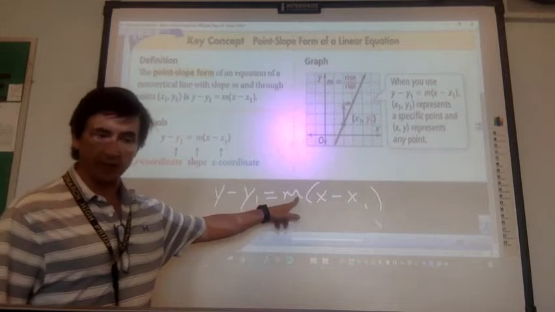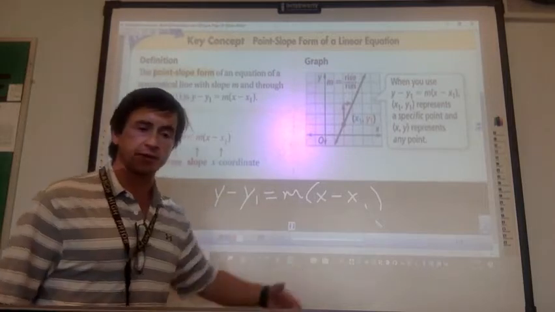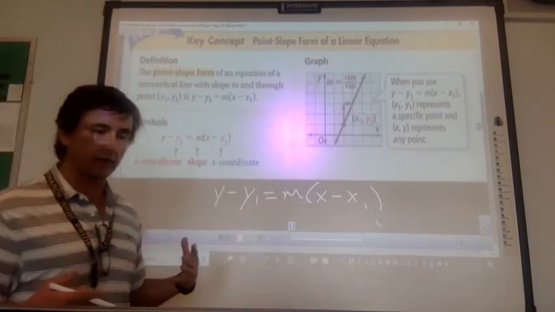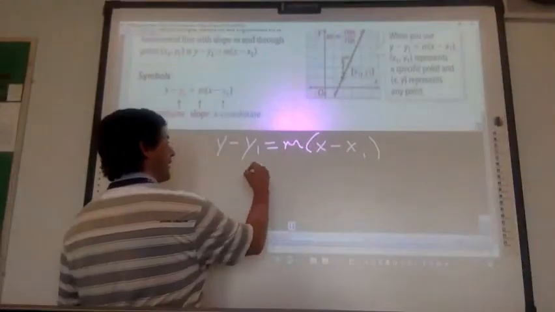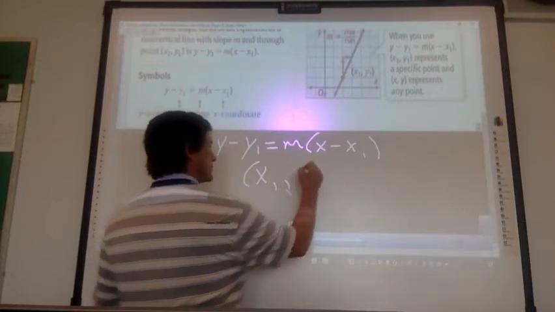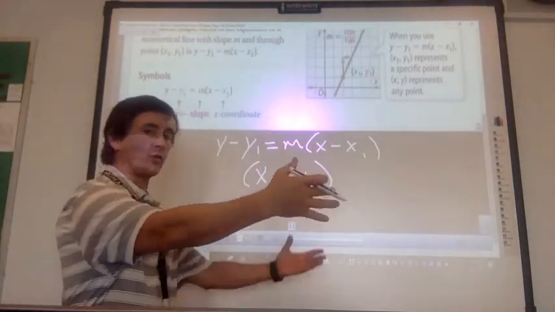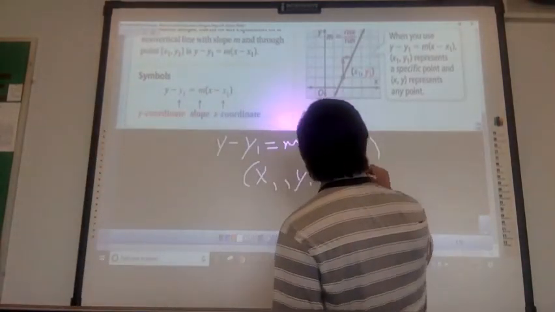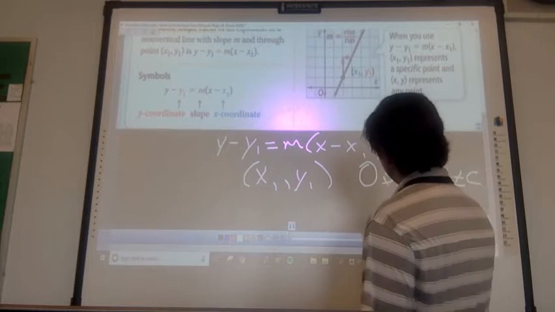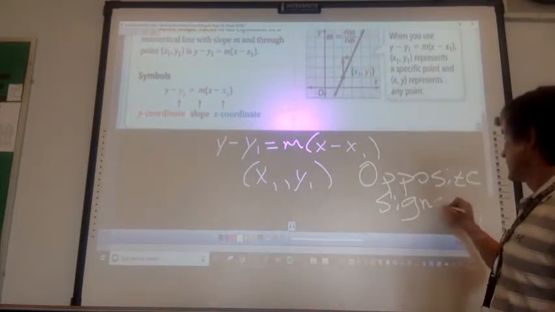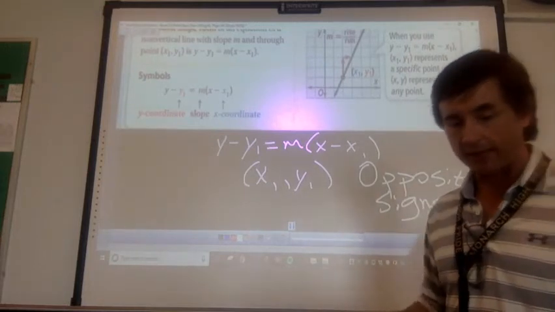m is the slope, just like in y equals mx plus b, right? We're still using the same letters. y1 and x1 is an ordered pair you're going to pull out of the equation. If we're given a numeric equation, when you pull out x sub 1, y sub 1, you always, whether you're putting it into the equation or taking it out of the equation, always use opposite signs. So if I say -4, the opposite of -4 is +4. So that's what I mean by opposite signs.